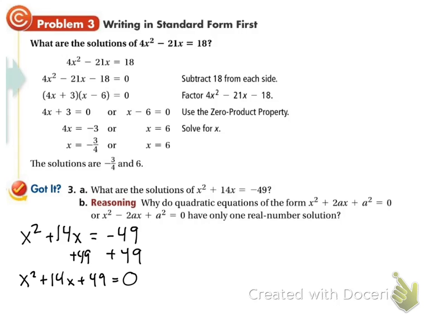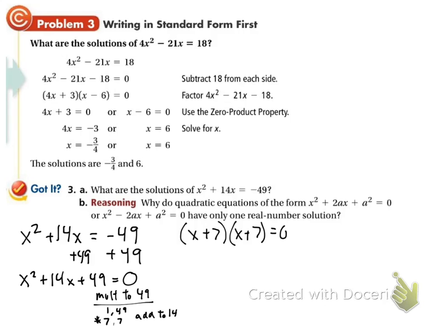And now we can start factoring. The last one we just did was equal to 0, and that's why we could go straight to factoring. So when you're going to factor, make sure it's equal to 0 first. We're looking for numbers that multiply to 49. So 1 and 49, 7 and 7, and it needs to add to 14. So there's our winner right there. Now we can factor that: x plus 7, x plus 7, and it's equal to 0.